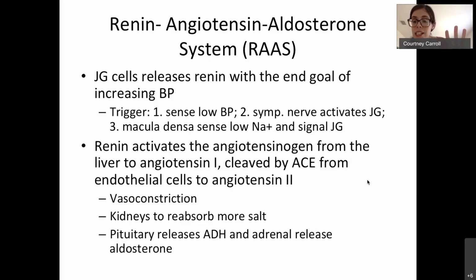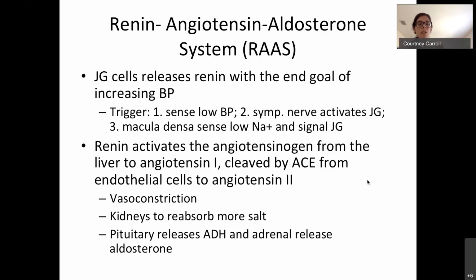Three, the macula densa cells that we talked about, the macula densa cells in our distal tubule, they sense the low sodium in the filtrate. They sense low sodium in the filtrate, and so they're going to want to signal to the JG cells, hey, we got something going on, we got a situation.